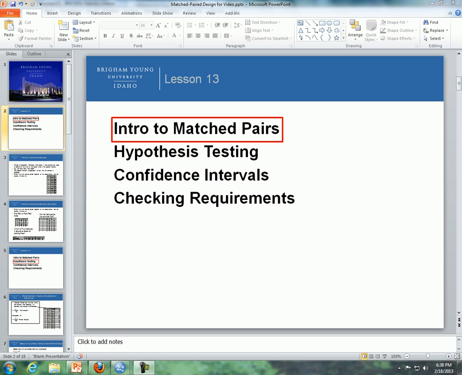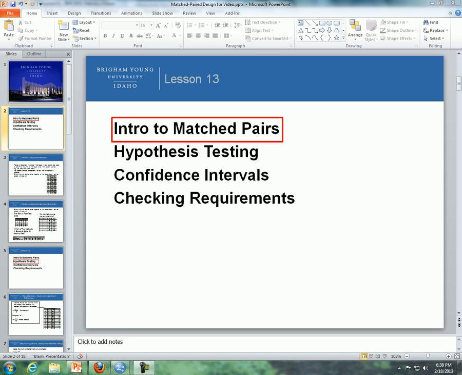And in these videos, I will be covering Lesson 13, which is inference for two means, paired data. And here will be the outline for Lesson 13. First, I'll be introducing what matched pairs are and what type of data we'll use. Then I'll follow up with hypothesis testing, then with confidence intervals, and then finally we'll wrap it up with checking requirements. These last three items, you see on a regular basis.